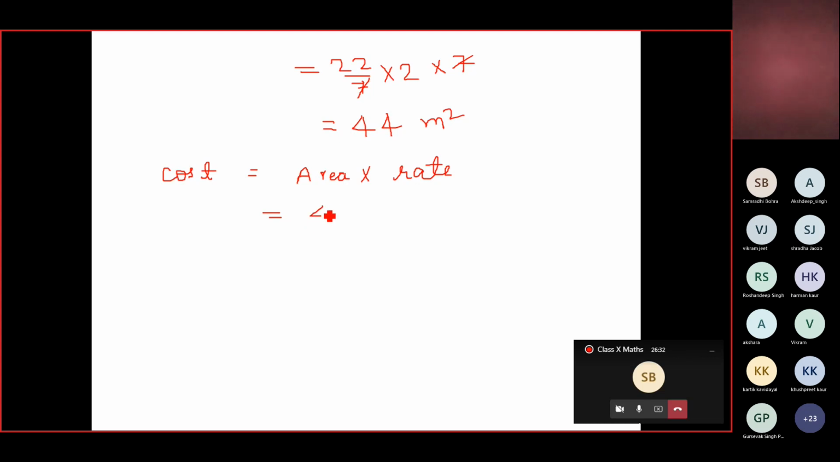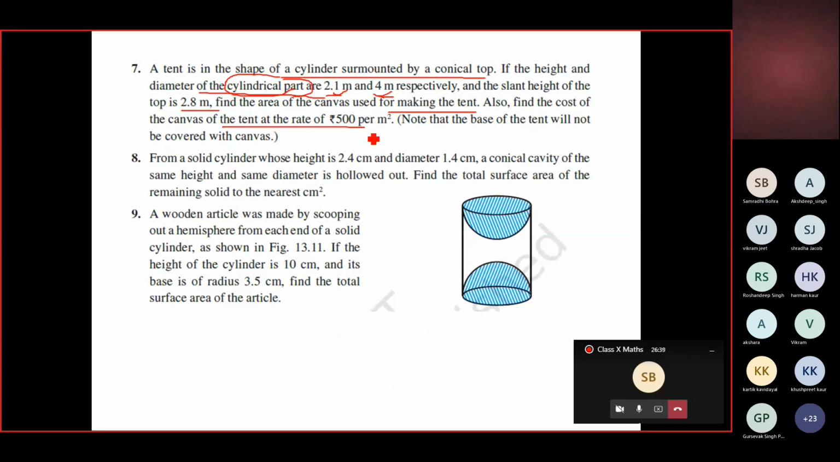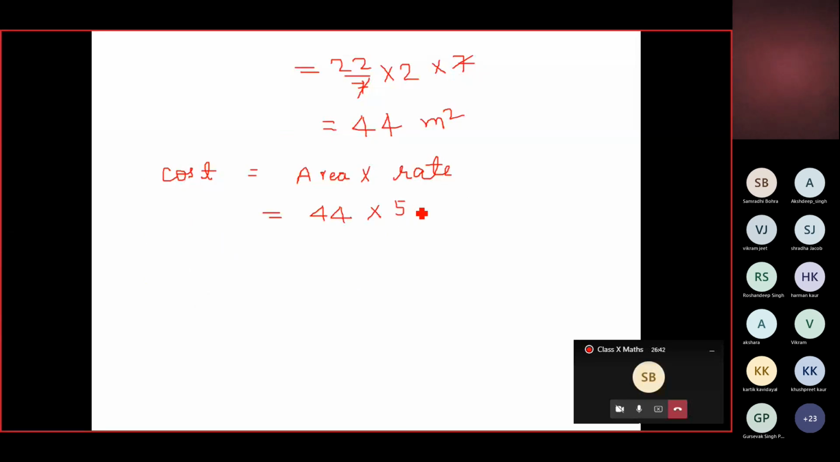So area is what? 44. Okay, and rate, how much was it? 500 per meter square. So 500 will be multiplying with 44. So multiply it. How much will you be obtaining? 22,000 rupees. Okay, double zeros and 5 fours are 20, and 2, 22.